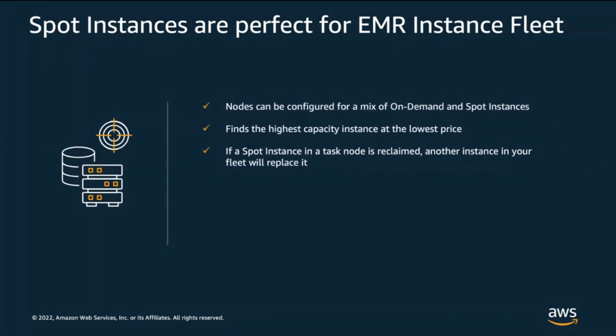So as we discussed about instance fleet, why did we say Spot instances are perfect for instance fleet? Generally, we prefer that the customer configure it for a mix of on-demand and Spot instances, so that once high capacity is needed, you can have those Spot instances at a low price. And if a Spot instance in task mode is reclaimed, another instance is there. So you are covered, there will be no data loss, and you can cover with the other instance as well. So these are perfect for EMR instance fleet.